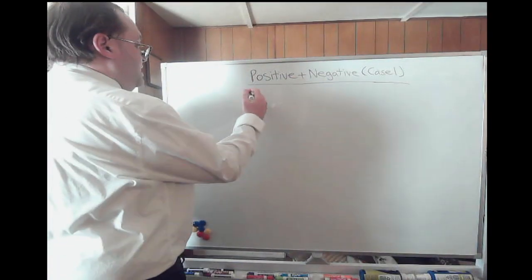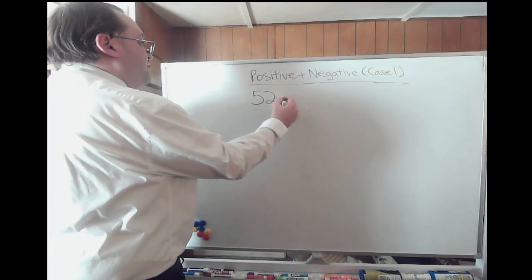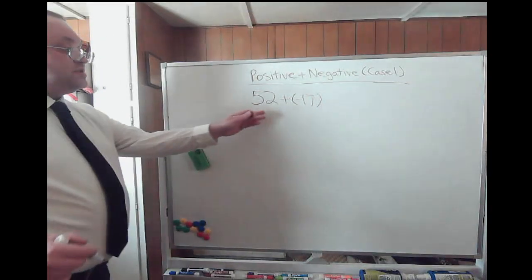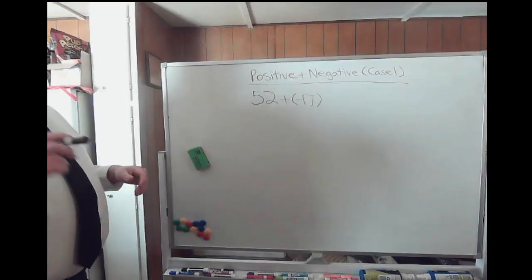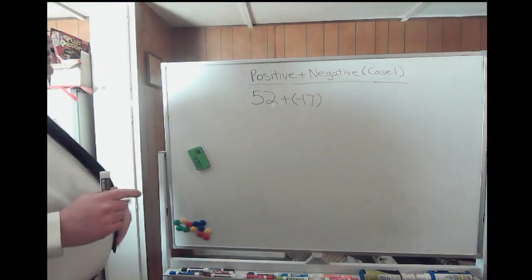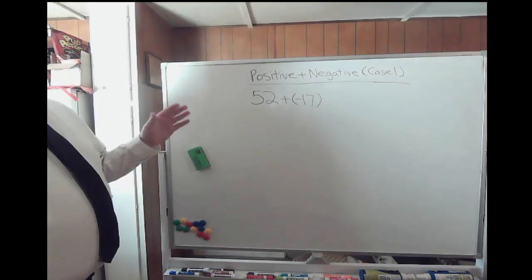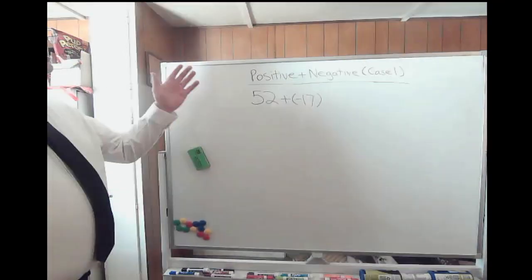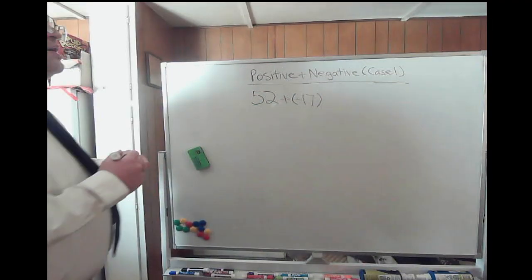The biggest one here is when you have an equation like this. Let's say you have 52 plus negative 17. So 52 is positive, negative 17, of course, is negative. Now, what you first want to do before you even try to find the solution, when you have a positive and a negative number combined in an addition equation, is determine the nature of the solution before you even take the solution. Well, how do you do that?